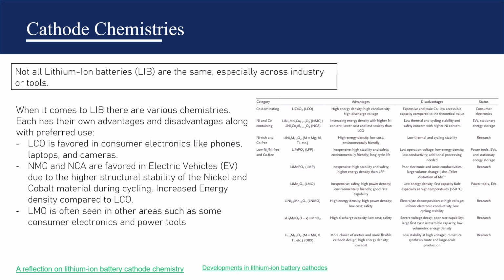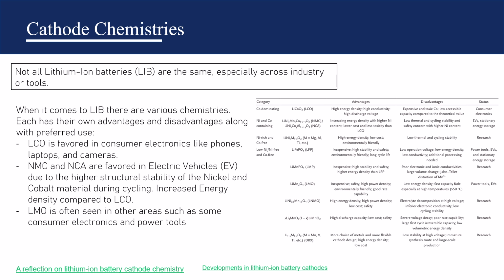One of the important ones to focus on is LCO, which is lithium cobalt oxide, and the reason for that is it's usually found in consumer electronics like phones, laptops, and cameras. One of the advantages of it is it usually has a higher energy density, high discharge voltage, and high conductivity, but it comes at the disadvantage of being made out of cobalt, which is usually expensive and toxic.